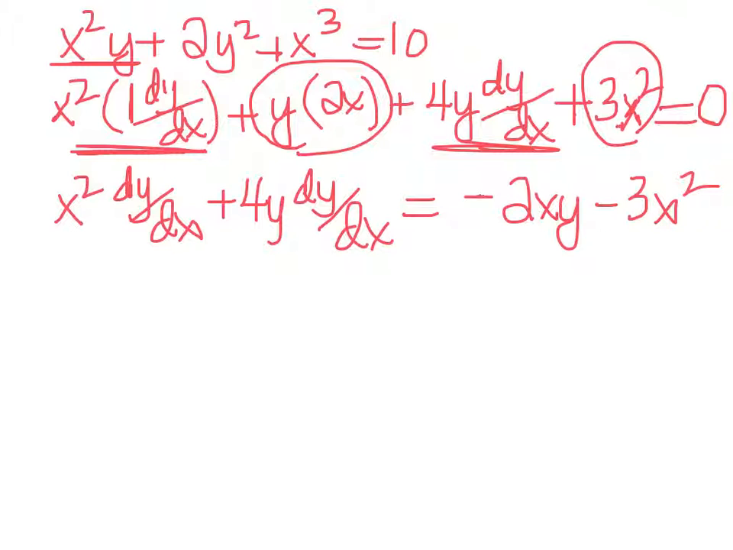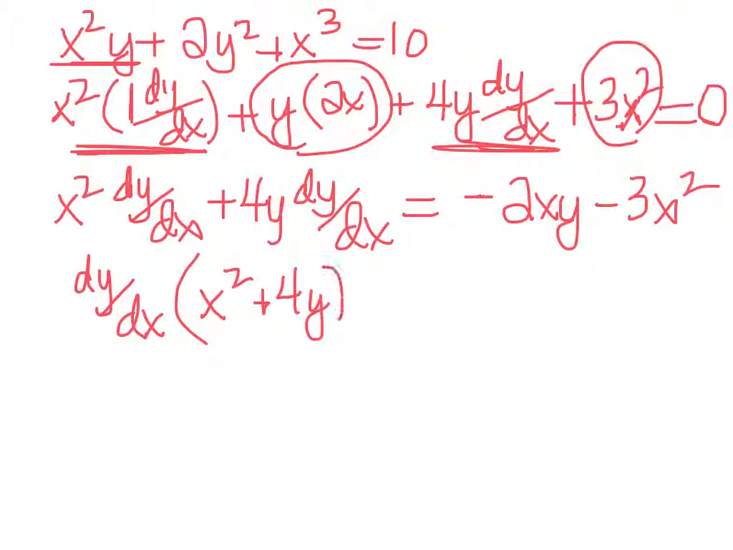Okay? Now if you look at the left-hand side, they have a common factor. And that common factor is dy/dx. So we're going to take out that dy/dx, factor that out, and then you will get x squared plus 4y. And then just leave the right-hand side as it is right now. We'll deal with that in a minute.